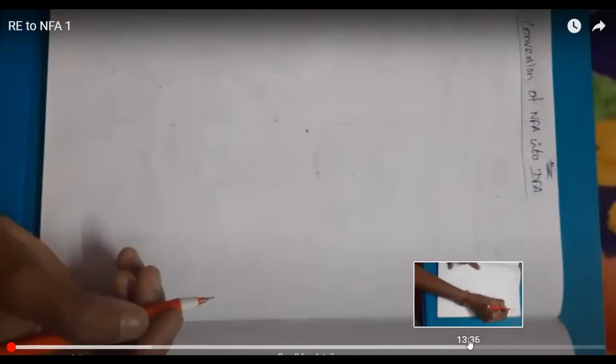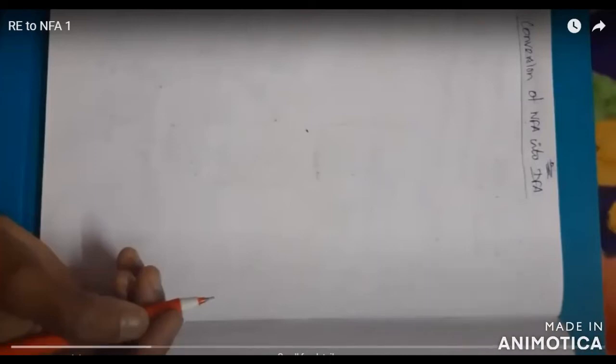Good morning. So today next we see the RE to NFA problem. In the previous class we discussed the Thompson construction algorithm. Now we can discuss the subset construction algorithm.